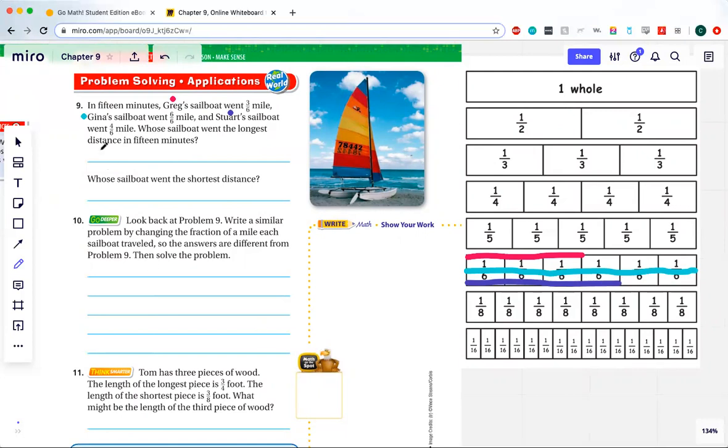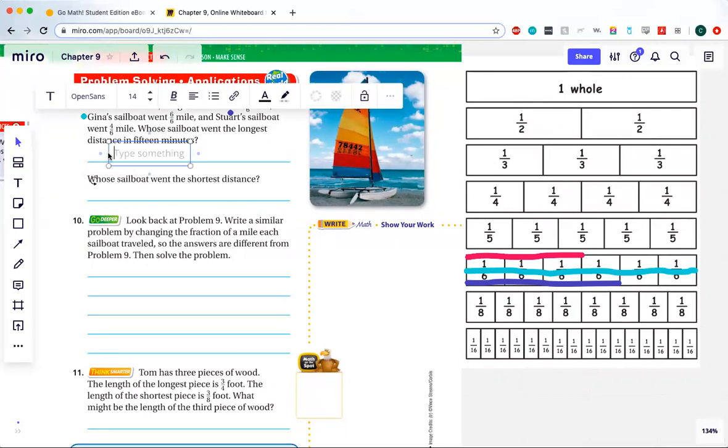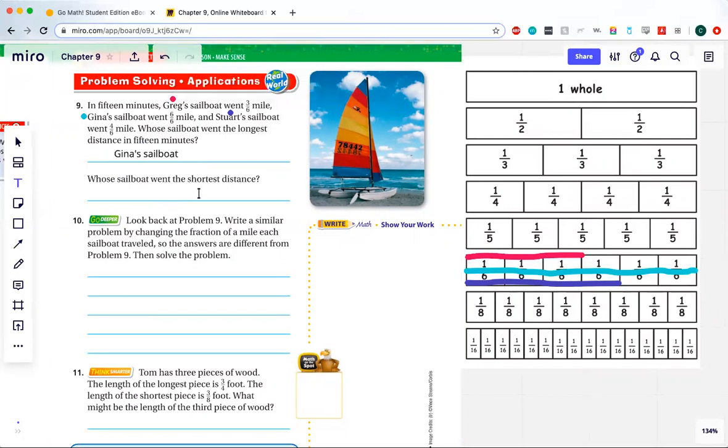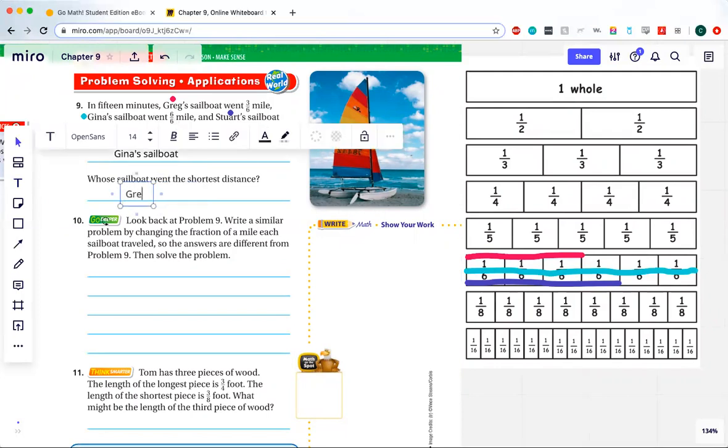Now I could have just looked at the numerator and seen that there's a 3 here, a 6 here, and a 4 here. And if I know that when the denominators are the same, I can just look at the top number, that numerator. I know that Gina's went the farthest because 6 is bigger than 3 or 4. I'm going to write Gina's sailboat went the farthest. Okay, whose sailboat went the shortest distance? I can also just look at the top and see that 3 is smaller than 4 or 6, or I can look over at my fraction strips if that helps me. So whose went the shortest distance? Who was pink? Greg was pink, so Greg's sailboat.